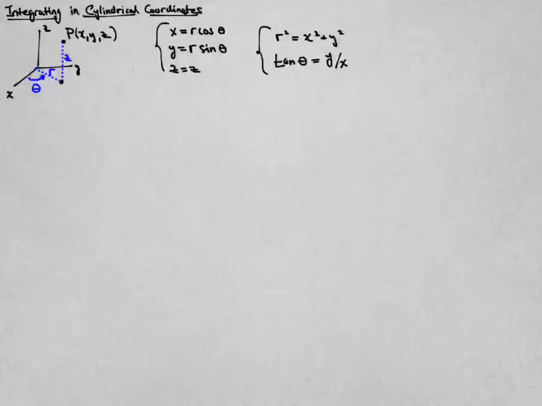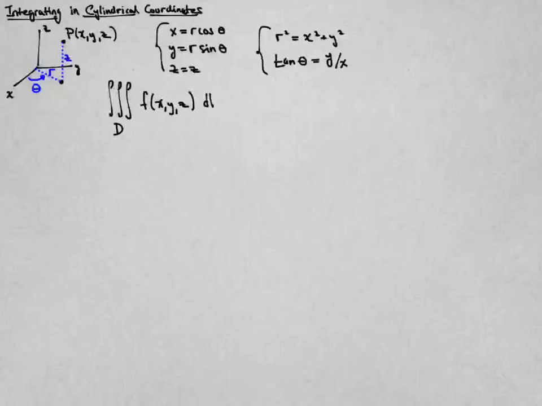So my relationships are just those that we have from polar coordinates. x is r cosine theta, y is r times sine of theta, and the z coordinate is just the z coordinate that we use in rectangular coordinates. If you want to go the other way, in other words, if you know x and y, the rectangular coordinates, and you want to find the polar or cylindrical coordinates, use these trigonometric relationships. r squared is x squared plus y squared, and the tangent of the angle theta is y over x.